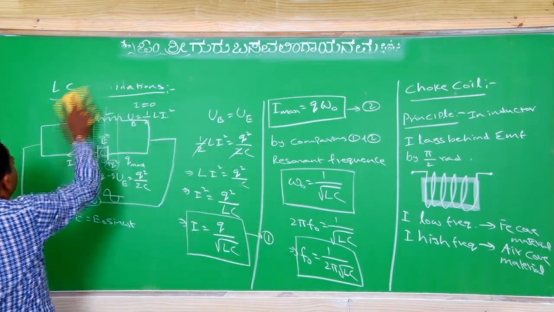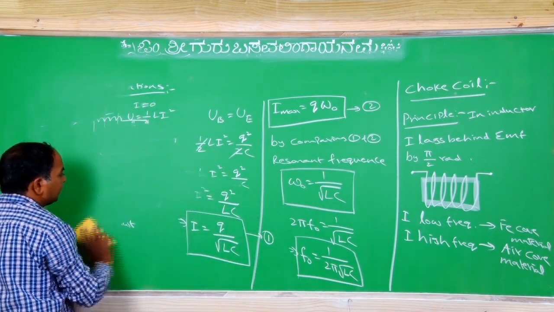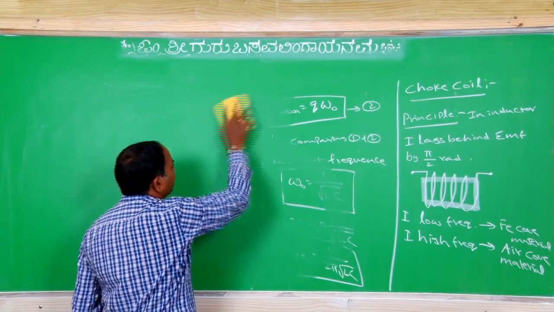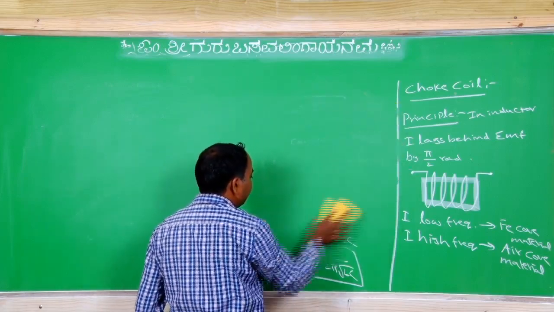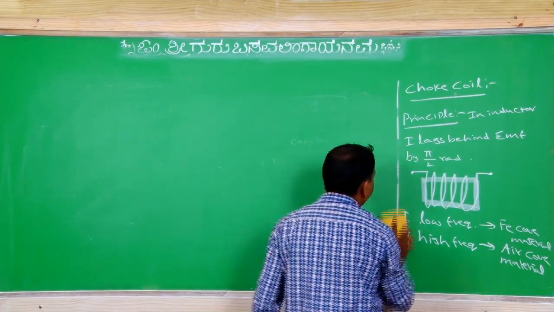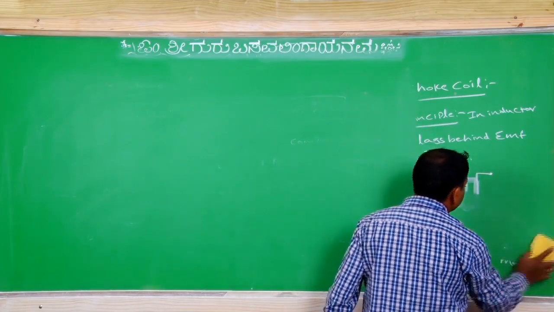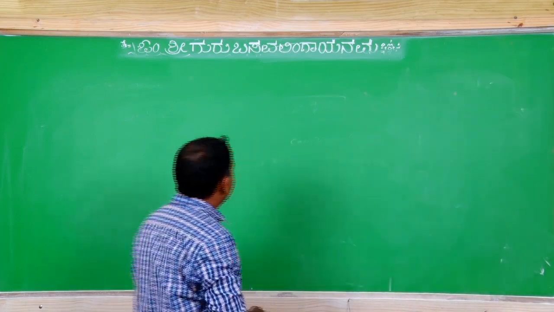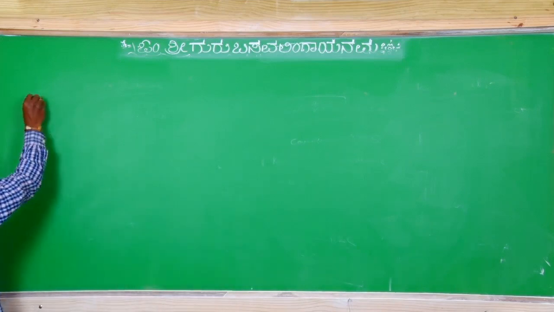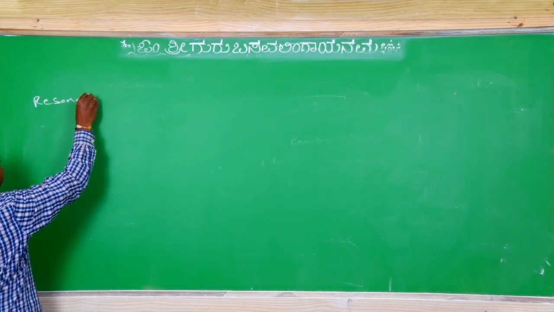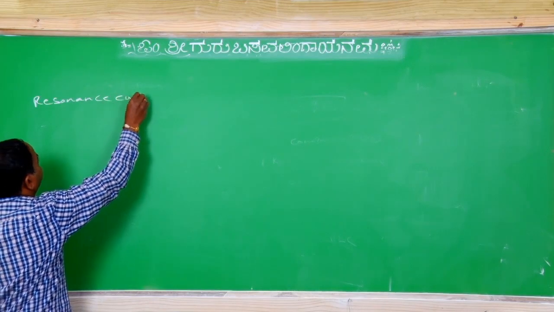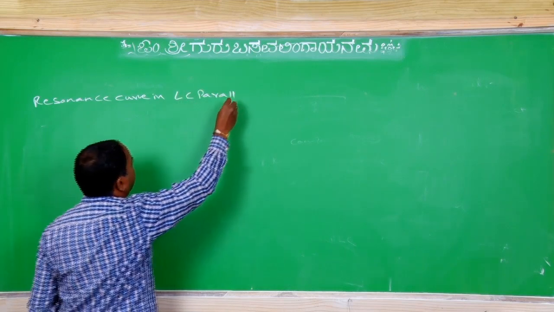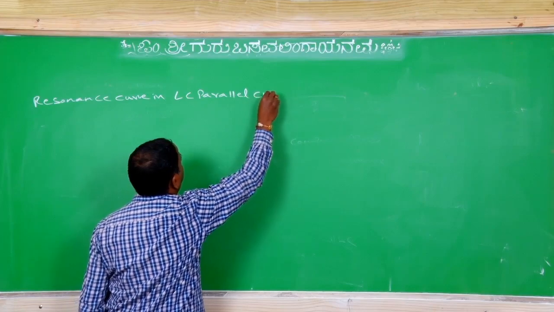The next one, after knowing of these, what is that one? LC oscillation. After knowing of these LC oscillations and choke material, choke coil, then you should know about another important one. What is this one? Resonant curve in the LC series circuit, LC parallel circuit. Here, the resonance curve in LC parallel circuit.